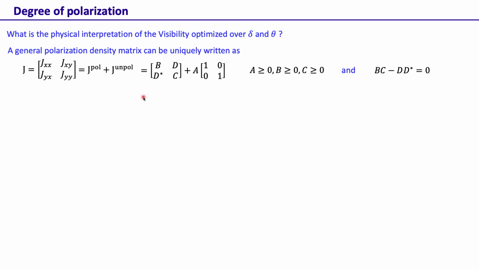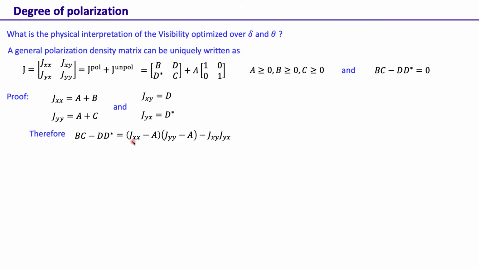Let's prove this. In order to prove this, let's realize that if we could write Jxy this way, then Jxx is equal to B plus A, Jyy is equal to C plus A, and Jxy is simply equal to D, Jyx is simply equal to D star, because there is a 0 here. This BC minus DD star, we know is equal to 0.